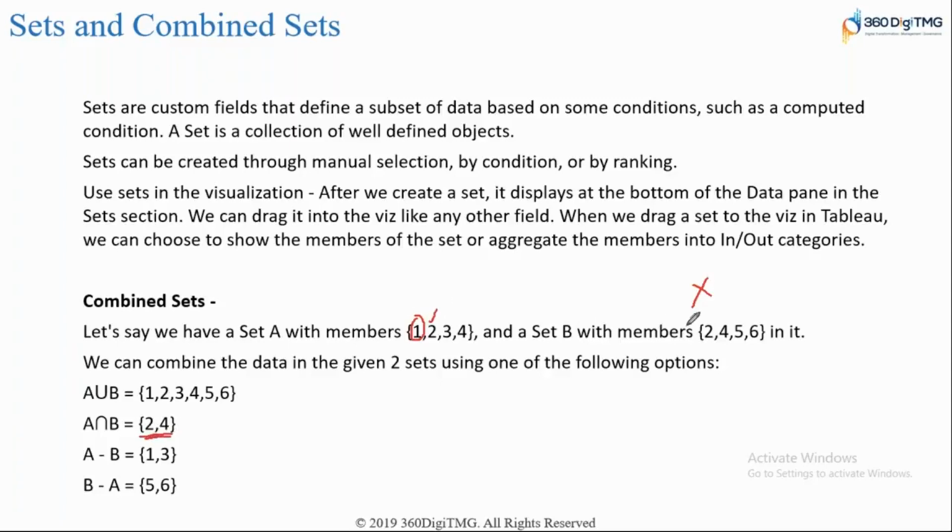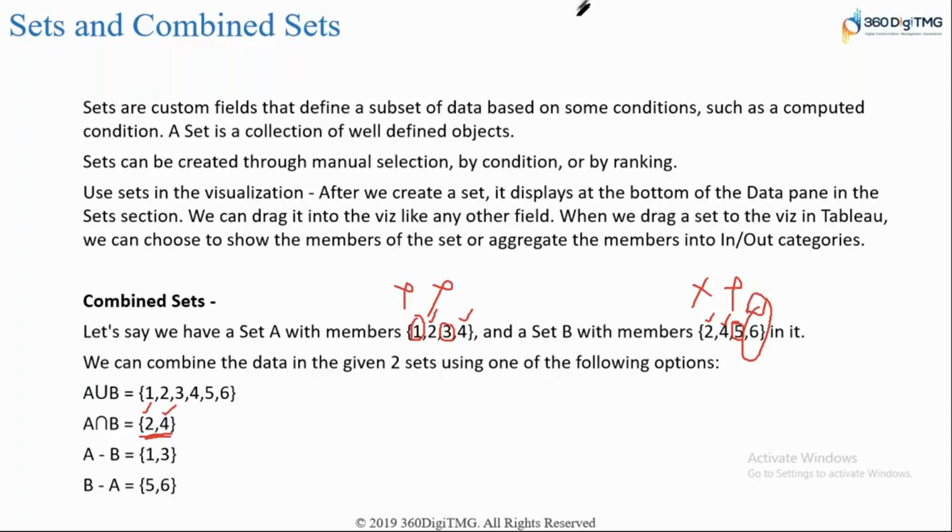So intersection means shared members. One is not in both, so it did not come up in the result. 2 is here and 2 is here, so it is a shared or common member present in both the sets, and 2 is there in the result. 3 is present over here but not over here, so 3 is not there in the result of A intersection B. 4 is present here and also here, so it is a common member between the two sets. Therefore 4 has come up in the result of intersection. 5 is present over here but we don't have 5 here. 6 is present over here but we don't have 6 here. Therefore they will not show up in the result.